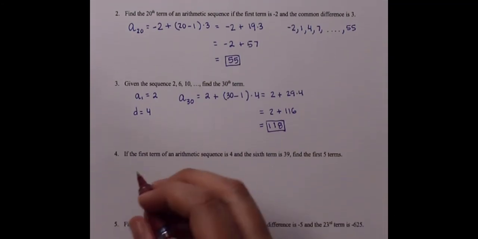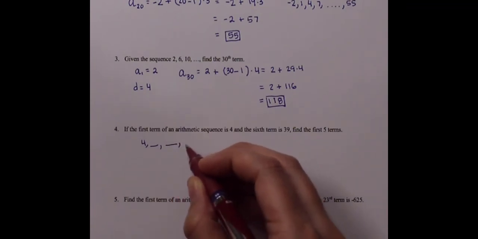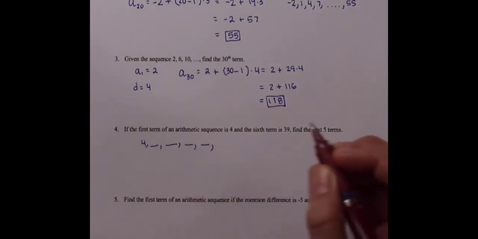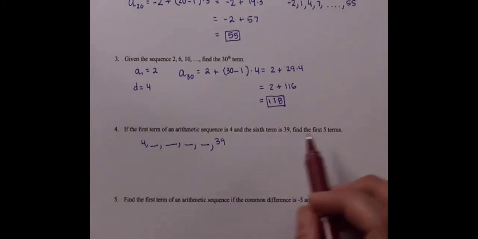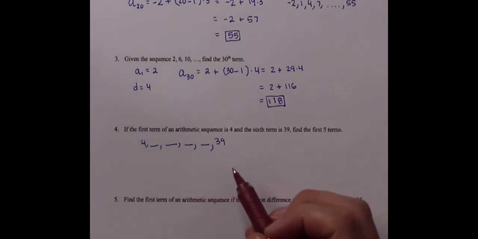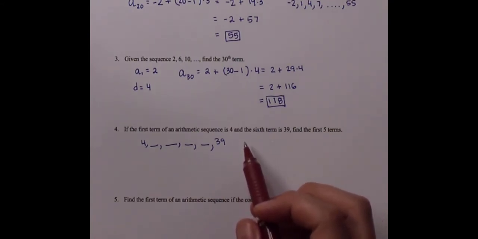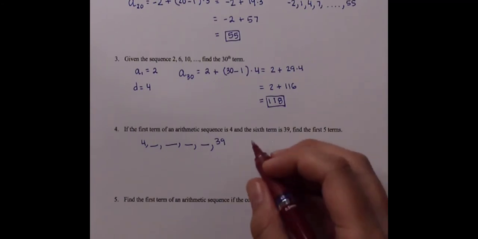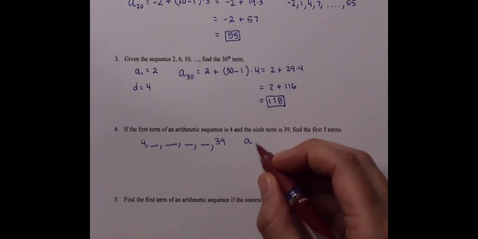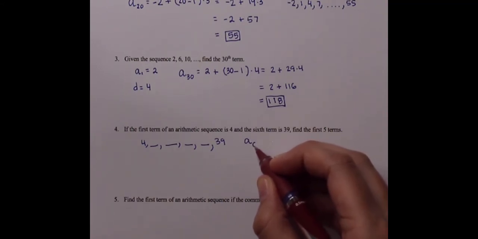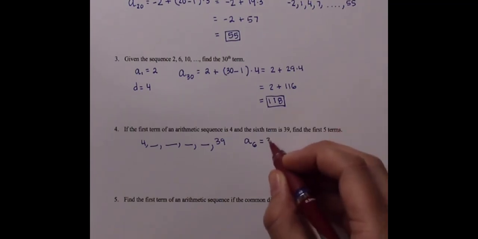So I'll write it so you see it. I know the first term is 4, and then I don't know the second term, the third term, the fourth term, the fifth term, but I do know the 6th term is 39. And so the question is actually, what are these other terms? And so what we have to do, our only option, is to use our formula and figure out the common difference. So here's how we're going to use it. We know the first term is 4, but we know the 6th term, so a sub 6, we know what it equals. It's 39, okay?